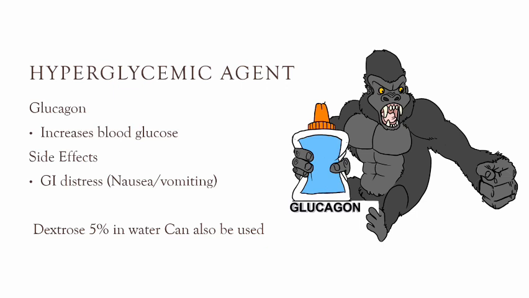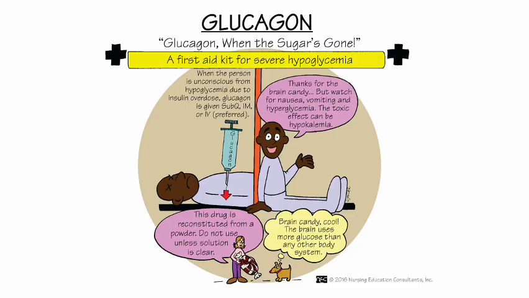If someone has an IV running, we can give D5W, which is dextrose in water. So it's sugar water. We can give that IV to get someone's blood sugar up as well. Side effects with this medication can be GI distress like nausea and vomiting. It's like getting a sugar rush. I like the saying on this Picmonic, glucagon when the sugar's gone. So that reminds you, if someone has hypoglycemia, we want to give them glucagon.